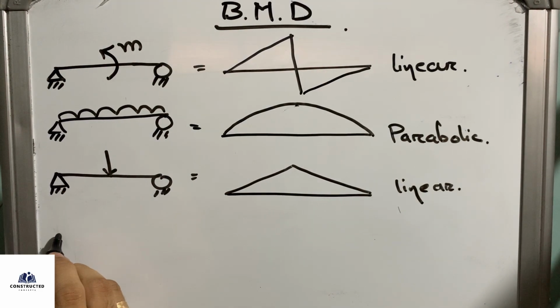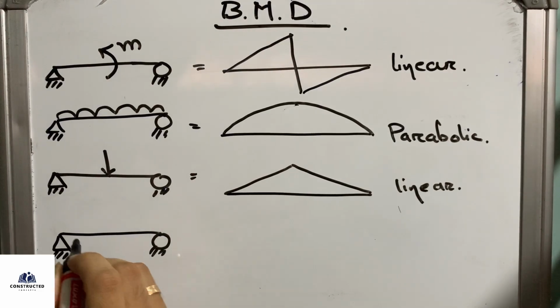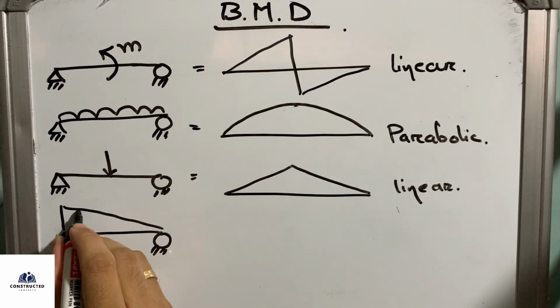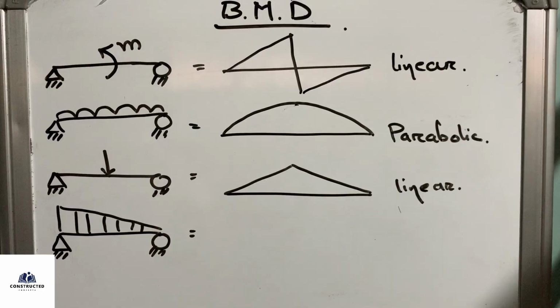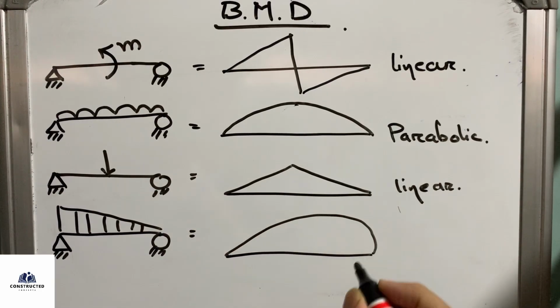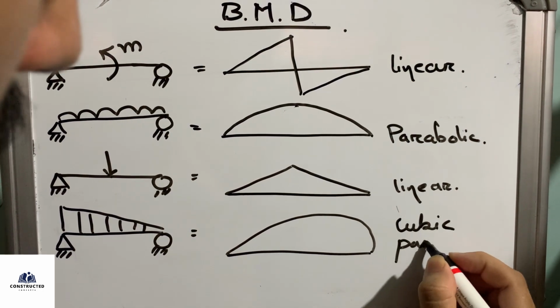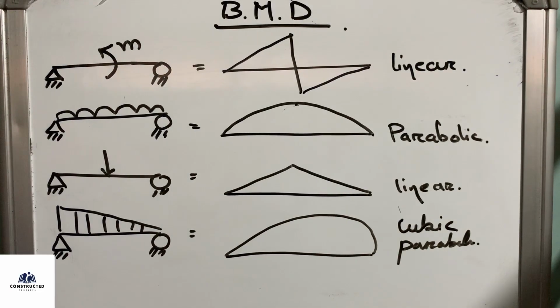For the second one, a simply supported beam with UDL is parabolic. A simply supported beam with point load is linear. And a simply supported beam with uniformly varying load is a cubic parabola. Okay, it is a third degree cubic parabola. The degrees I'm going to cover in the next video.